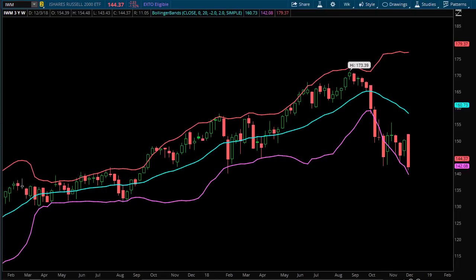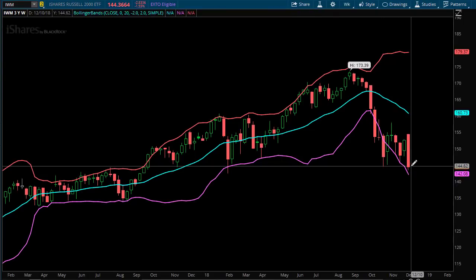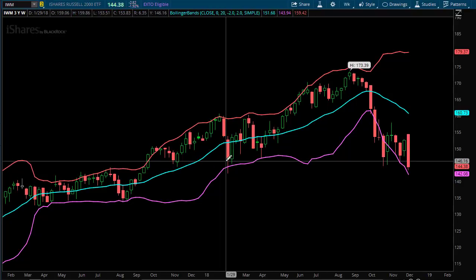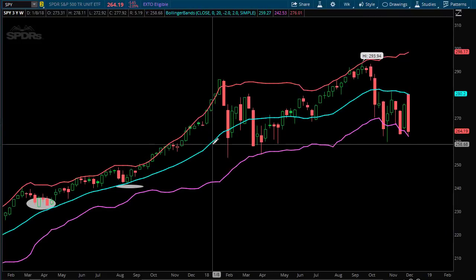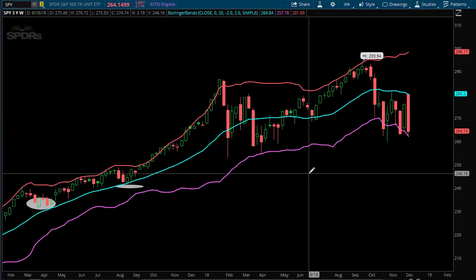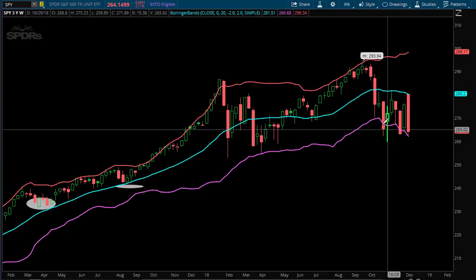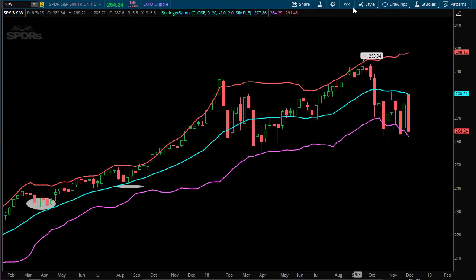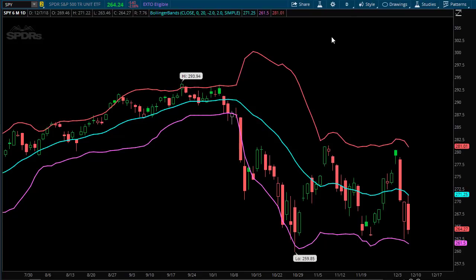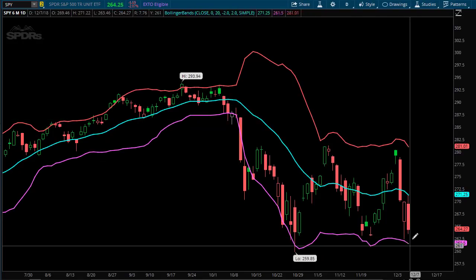Even if we just take a look at the Russell, it's much, much worse looking. And we're actually starting to take out the lows of February. The SPY is kind of hanging in there. The lows of February, we're still above those. But the nature of what I'm seeing here is just telling me that there could be some lower prices. So the way I interpret that is, okay, let's really wait till we're down here.